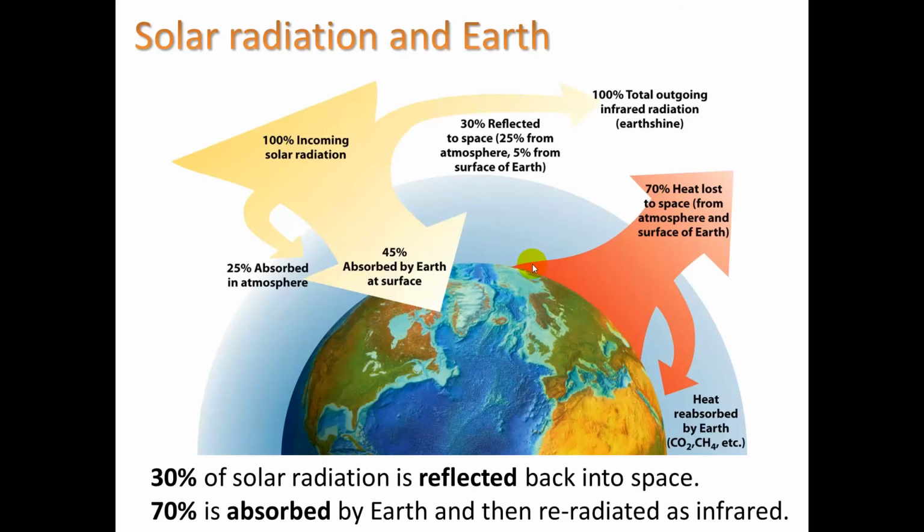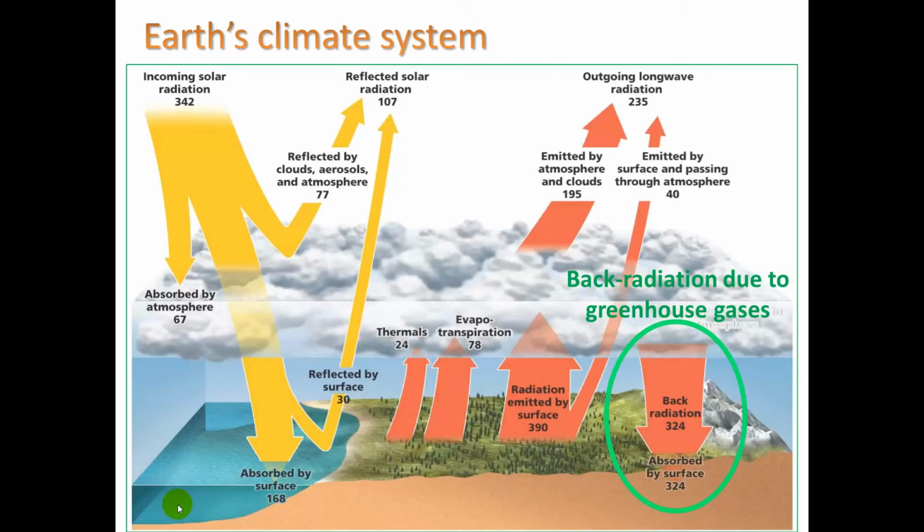And when we talk about light coming into the planet, of all the light, 30% is being reflected back into space, 70% is being absorbed by Earth and then re-radiated as infrared light. Here's another diagram that shows that.